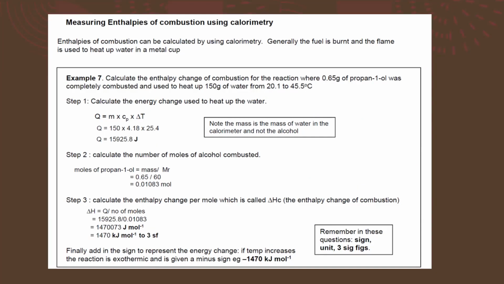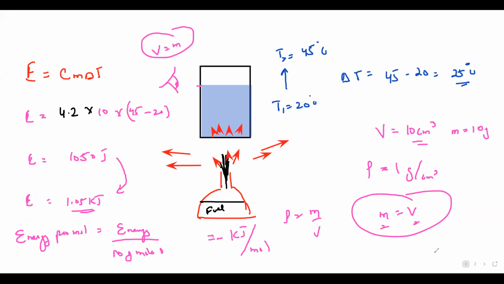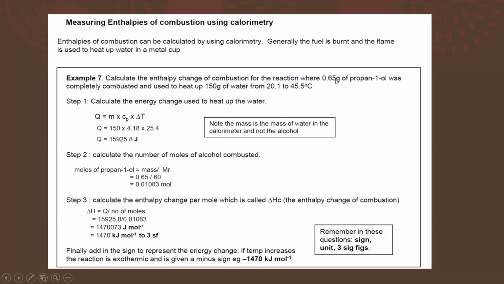And if we want to calculate the enthalpy change of combustion, as we already discussed, we will burn the fuel. We assume the energy released by the fuel is the same as the energy absorbed by the water. So we'll use the formula E = cmΔT. Calculate the enthalpy change of combustion when 0.65 grams of propan-1-ol was completely burned and heated 150 grams of water from 20.1 to 45.5.